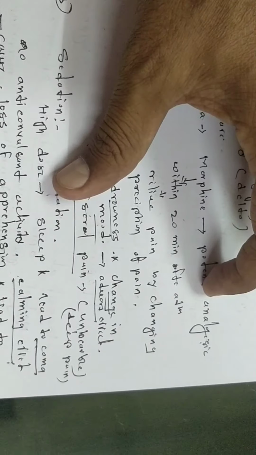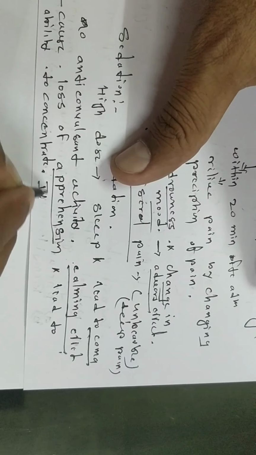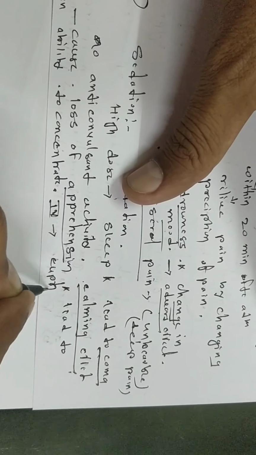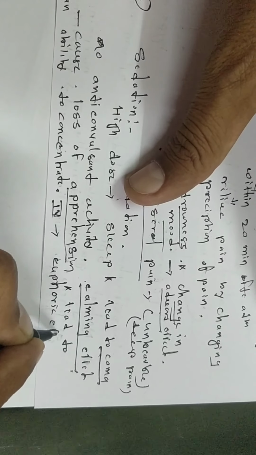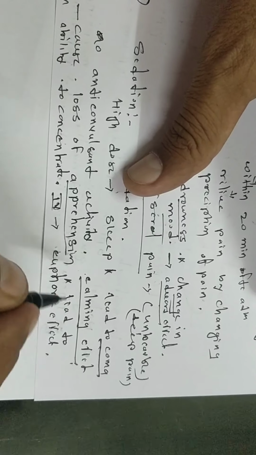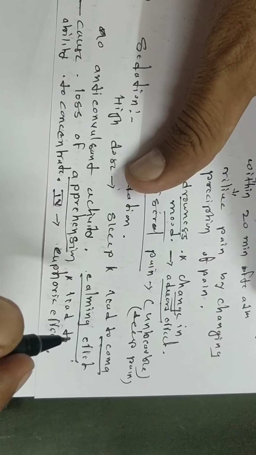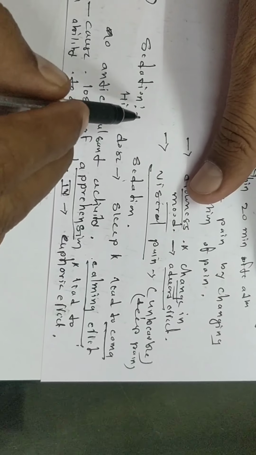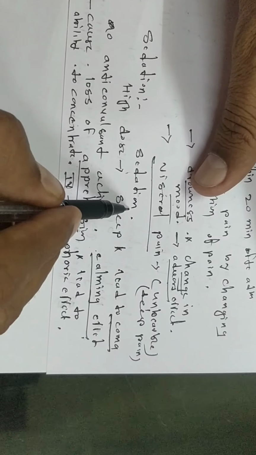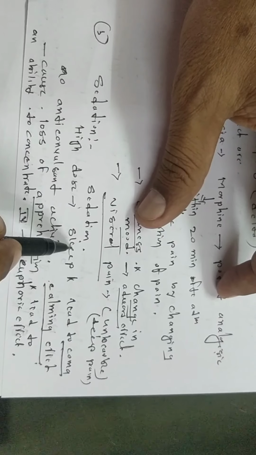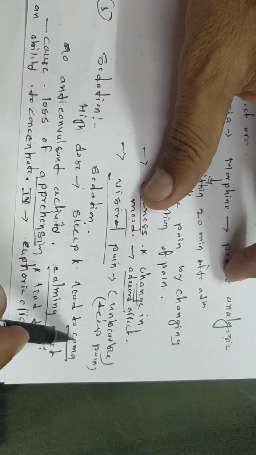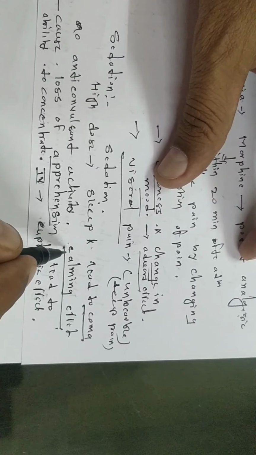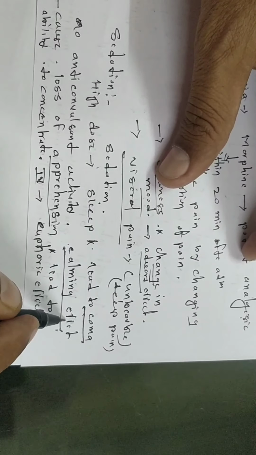And intravenous morphine causes a euphoric effect, which may be called abhas. You can feel all these things. That's why it produces sedation. Morphine causes a sedative effect. A high dose causes sleep, which may lead to coma. It does not have anticonvulsant activity, and it has a calming effect.